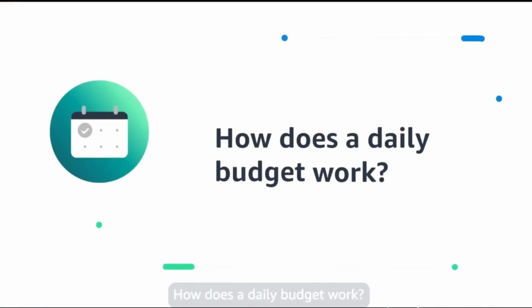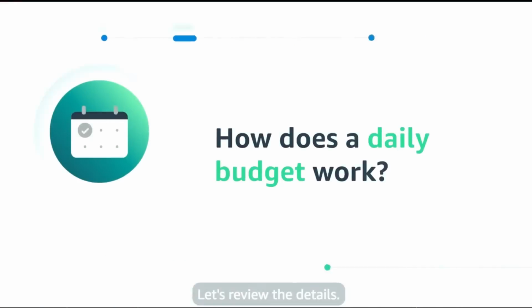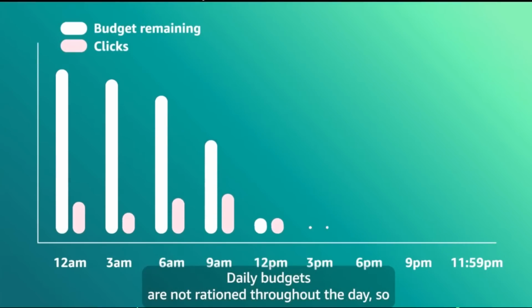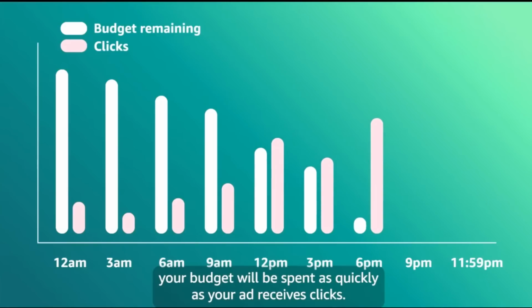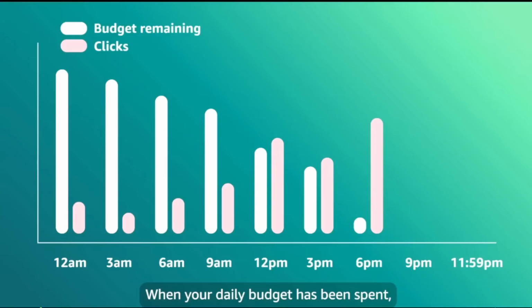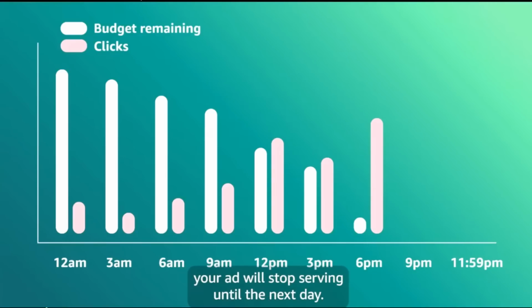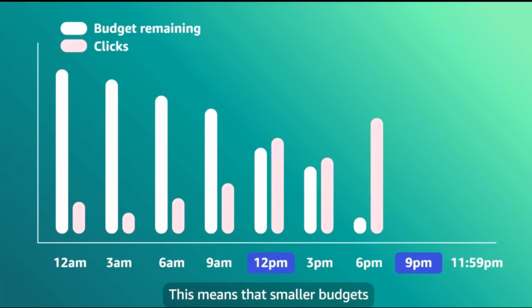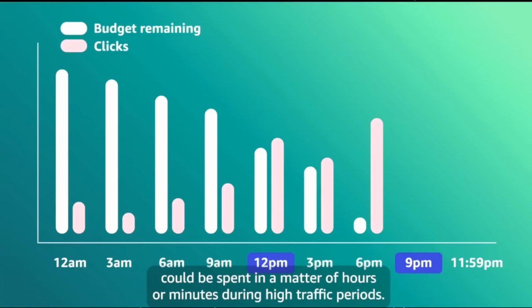How does a daily budget work? Let's review the details. Daily budgets are not rationed throughout the day, so your budget will be spent as quickly as your ad receives clicks. When your daily budget has been spent, your ad will stop serving until the next day. This means that smaller budgets could be spent in a matter of hours or minutes during high traffic periods.